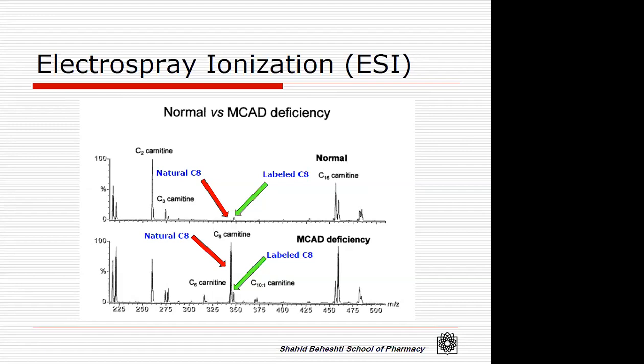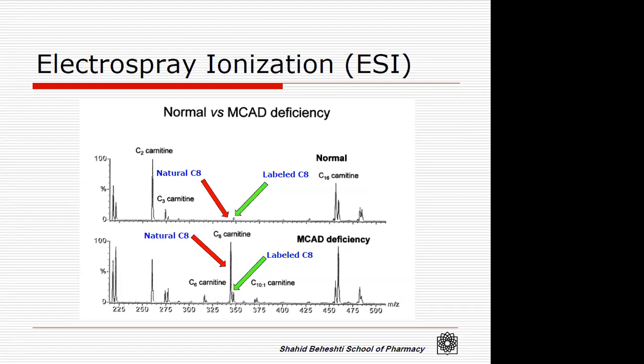The intensity of labeled C8, which is added by ourselves to the sample, is a signal which is shown by the green arrow on top. And as you see, there's almost no signal for natural C8 because they have all been shuttled by carnitine to the mitochondria, and we don't have any C8 in the dry blood spot because this is a normal case.